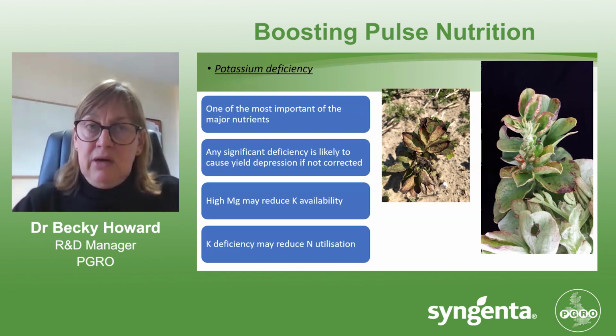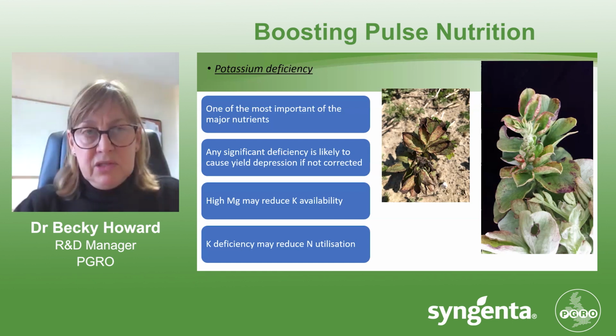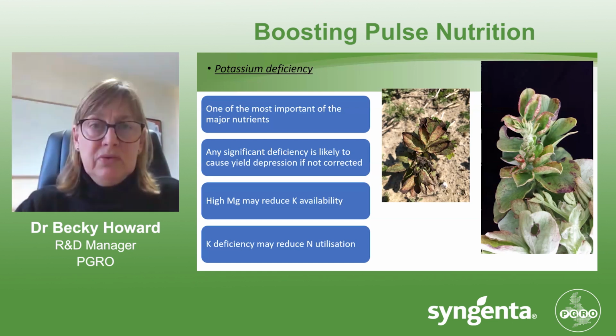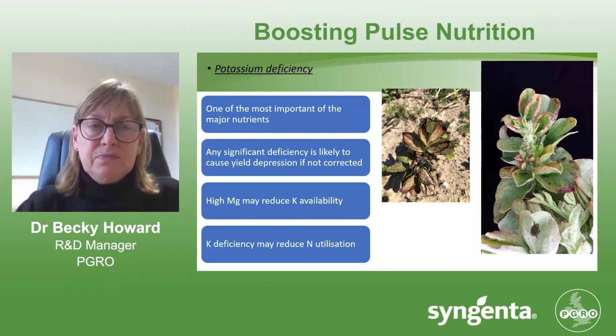The other thing that's really clear when you have a potash deficiency in beans is the shortening of the internode. So the nodes are very close together and therefore the plants are extremely stunted. And this is one of the most important of the major nutrients for pulses. They have a high requirement for potash in order to form root nodules and root systems, and any deficiency is likely to cause yield depression if it's not corrected. And most of the time when we're talking about P&K, we're talking about pre-drilling applications.